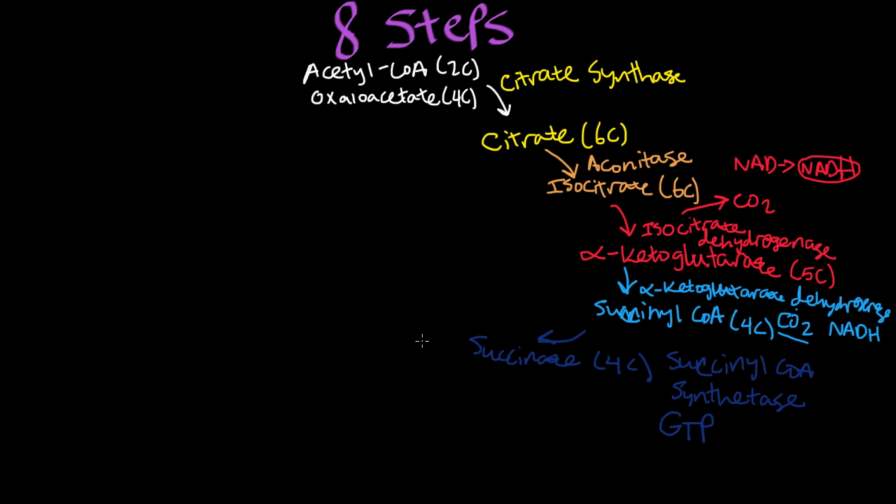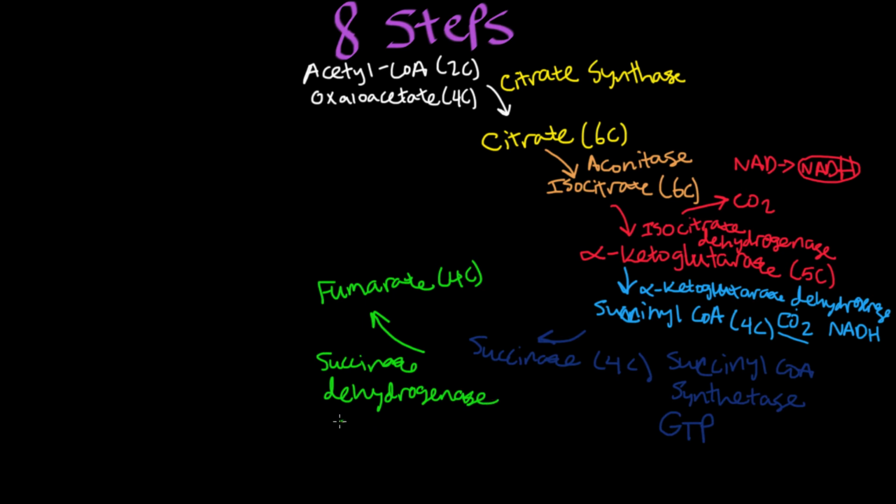After this, we have succinate going to form fumarate, which is a 4-carbon compound. So we didn't lose any carbons there. And this is catalyzed by succinate dehydrogenase. And we're actually going to see the production of an FADH2 molecule, another electron carrier. And we can remember this because once we produce fumarate, just remember the F, we also produce an FADH2 molecule.